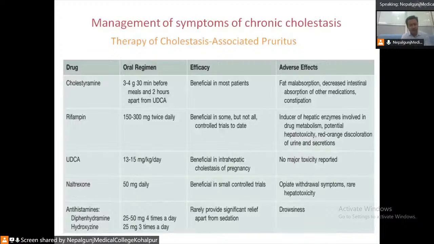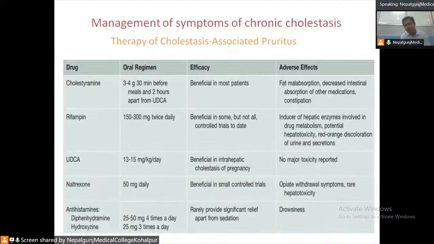Also UDCA, already you know. Naltrexone is an opioid antagonist. As you know, with the bile acid pool in our body, the opioid receptors are activated, and when opioid receptors are activated, they give the sensation of pruritus. So we use the opioid antagonist naltrexone. Antihistamines have no antipruritic effect, but due to the sedative effect, the side effect of the antihistamine may give some relief. So these are the drugs given for cholestatic pruritus.